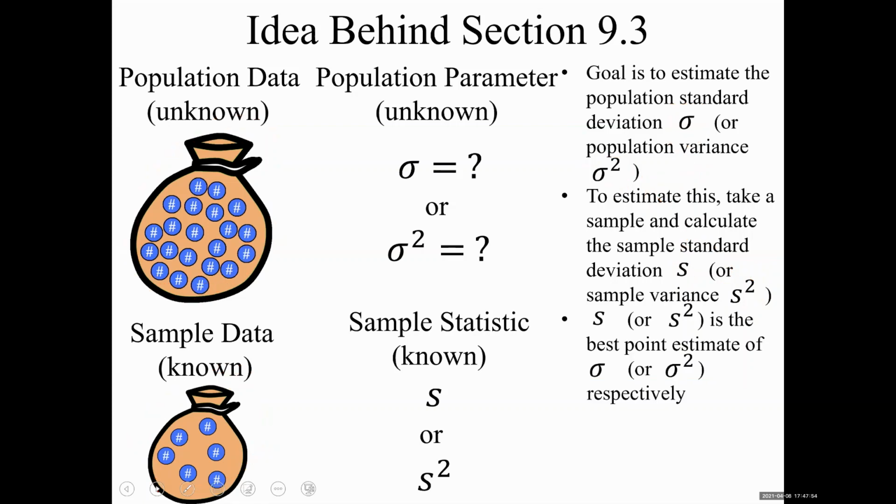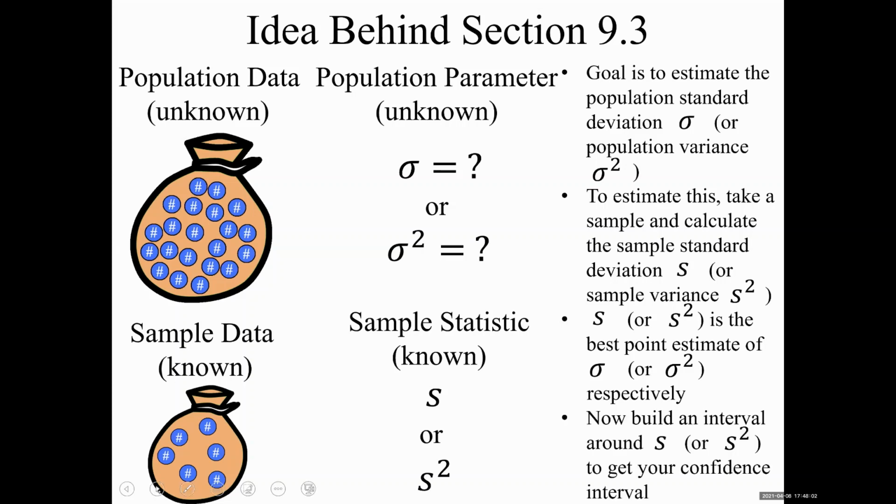That's what it says here. S is your best point estimate for sigma. It's your best one number guess for sigma. S squared is your best point estimate, or one number guess, for sigma squared. And then we're going to build an interval around it. We don't just want a one number guess. We're going to build an interval around it.